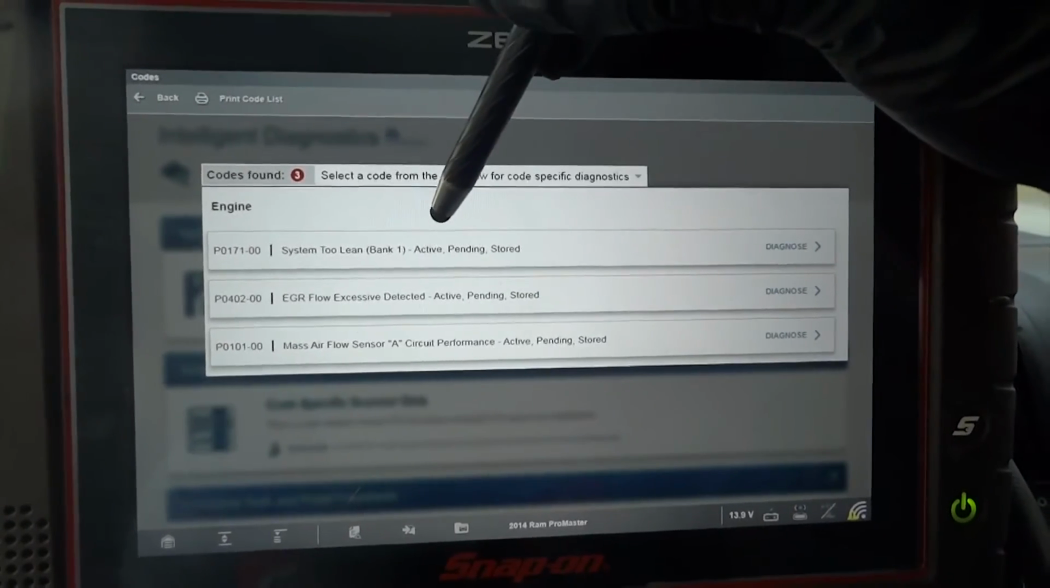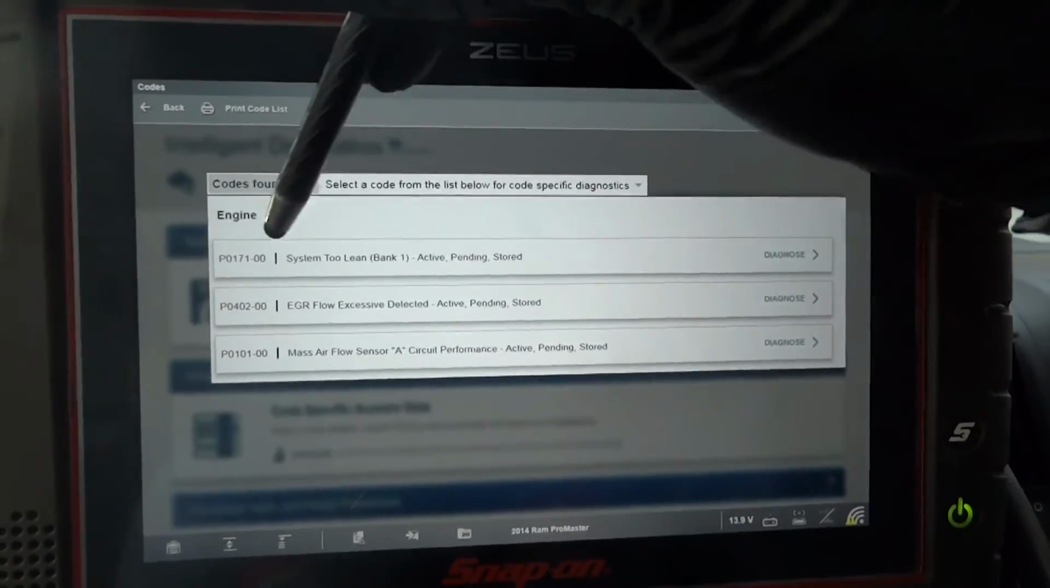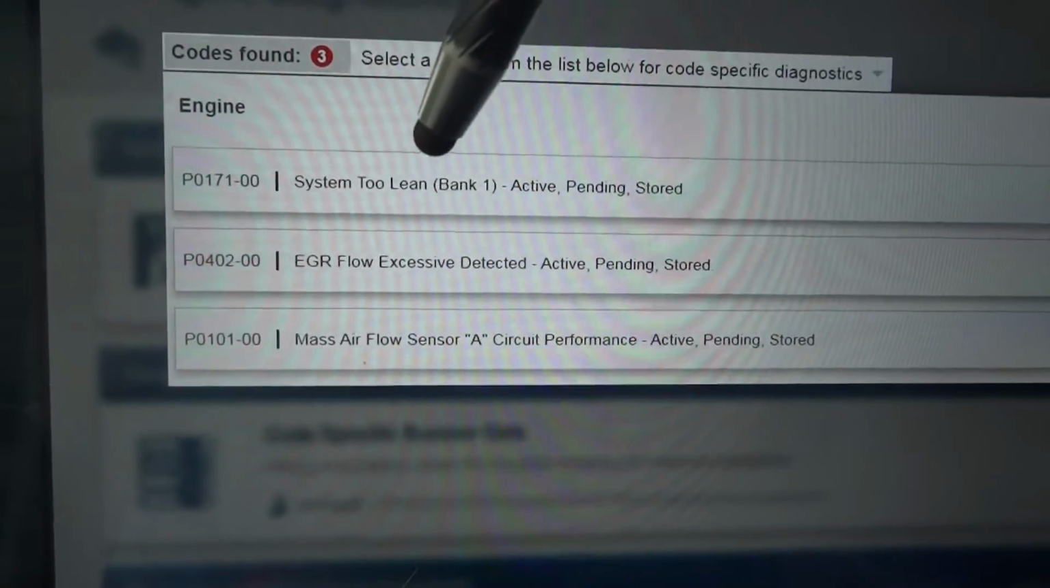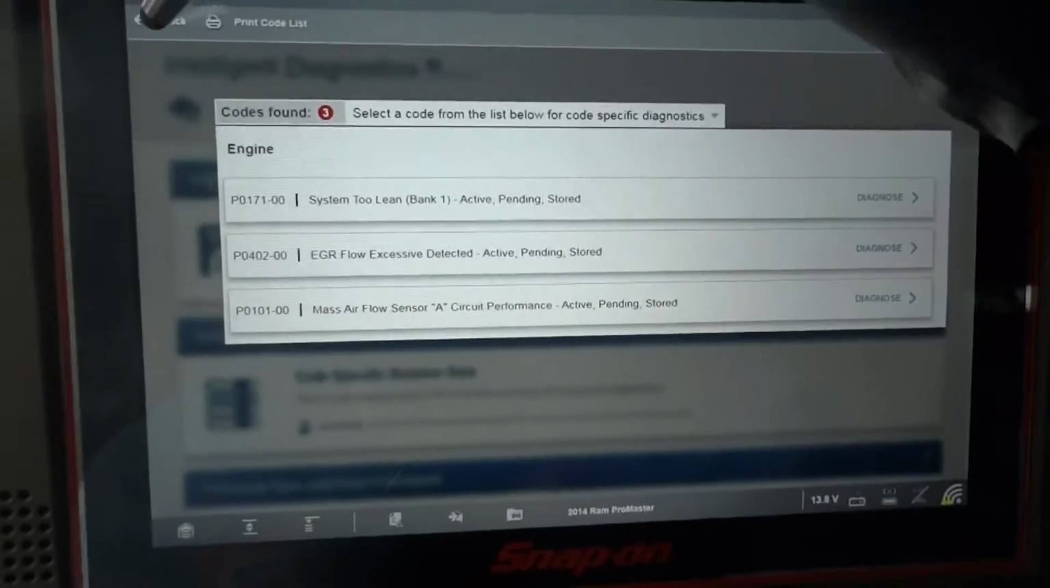We got a lean code, we have an EGR flow code, and a mass airflow sensor code. Okay, now we have a lean code. So right there we have a system 2 lean code, an EGR flow code, and then a mass airflow sensor code.